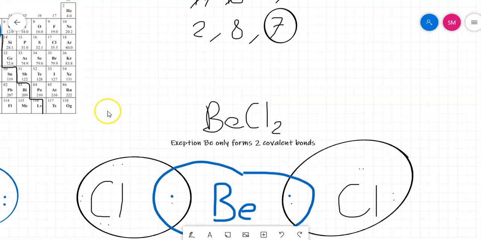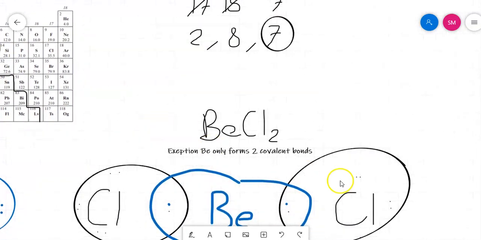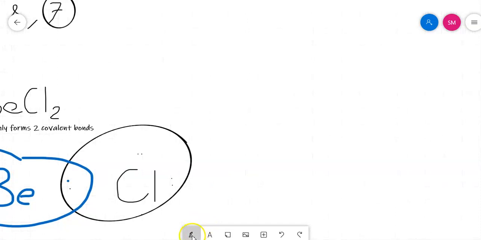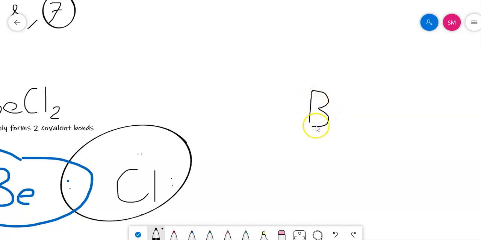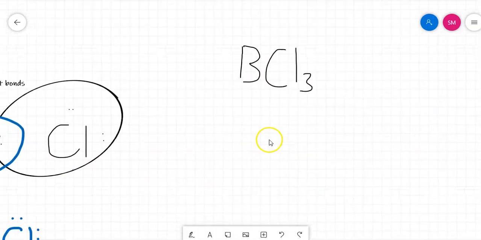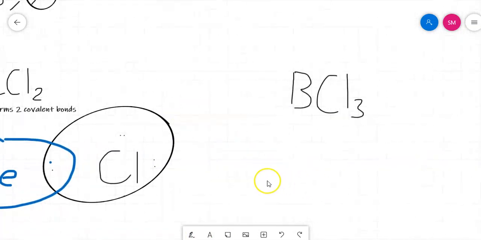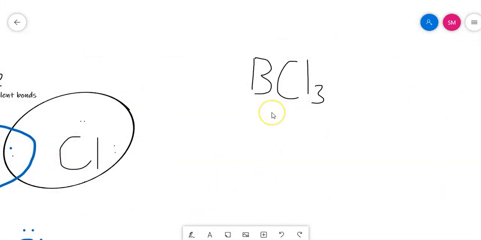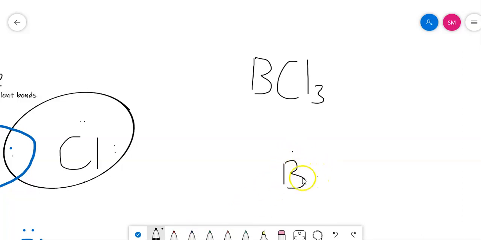The next exception that we were going to look at was boron. So what do we have with boron? We'll look at boron trichloride. So it's similar to the last one, similar to beryllium dichloride, except we've got boron with 3 chlorine atoms. So boron has the atomic number of 5, so it has 5 electrons. 2 of those electrons will go into its first shell, and then the remaining 3 will go into its outer shell. So boron will have the Lewis diagram of B, 1, 2, 3. So 3 electrons in its outer shell.